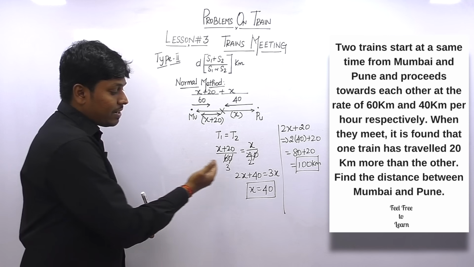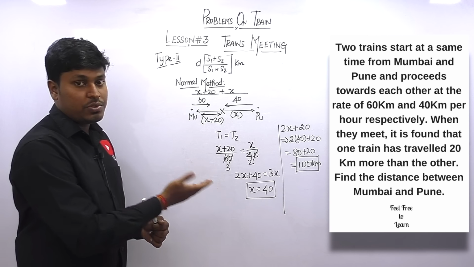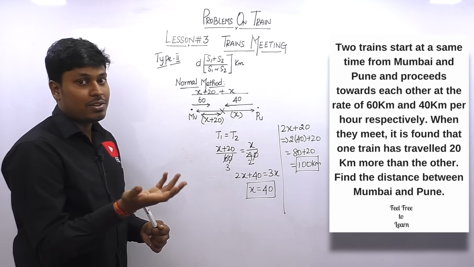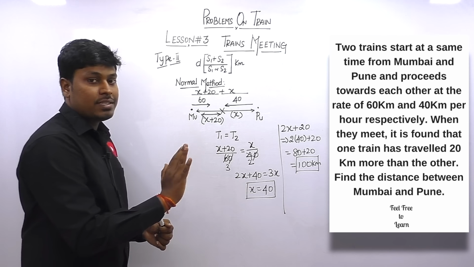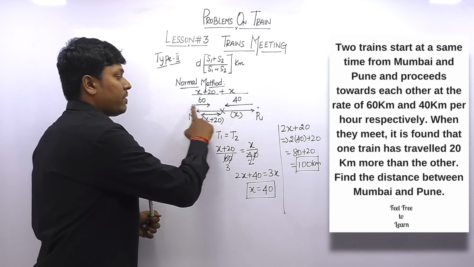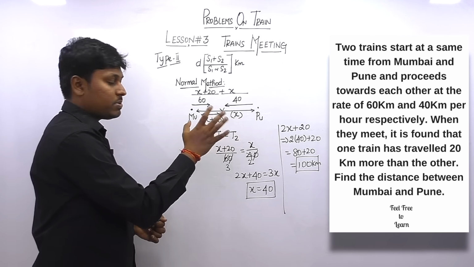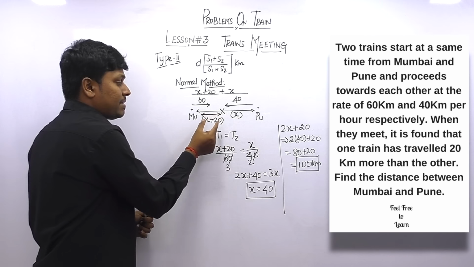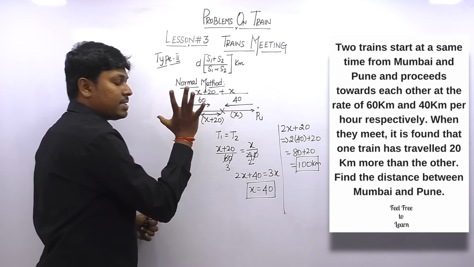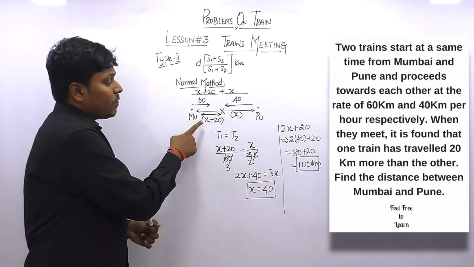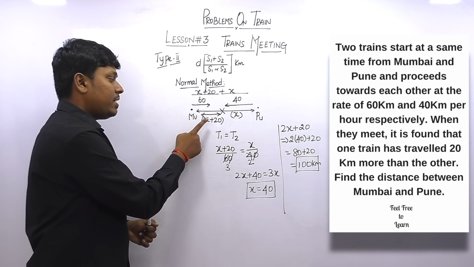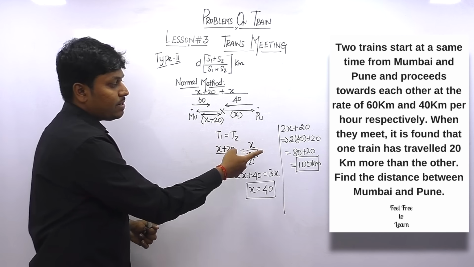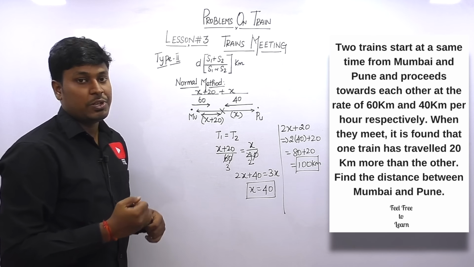Got it? So after finding the value of x equal to 40, you should not say the answer is 40 km. That is wrong. We found the value of x is equal to 40, right? Our target is to find the total distance between Mumbai and Pune. So we can say that 2x plus 20 will be the total distance between Mumbai and Pune. So we already found the value of x is equal to 40. So 40 plus 40 plus 20, the resultant value will be 100 kilometer.